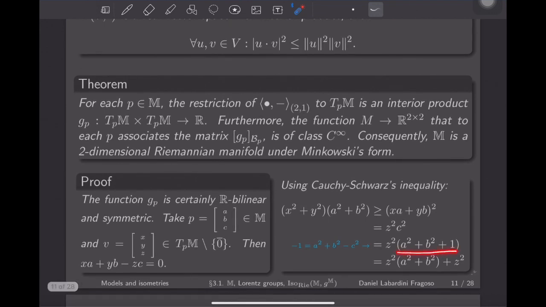Here I know that P is in M, which means that a squared plus b squared minus c squared is equal to minus 1. Sorry, I wrote this indication precisely for the substitution I already made. And here I just distribute z squared.